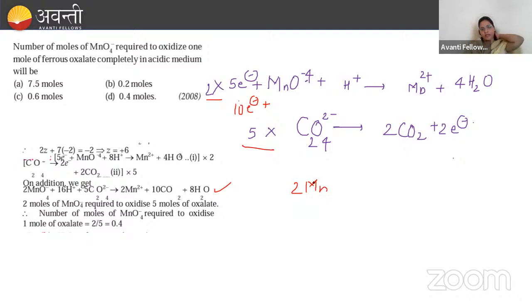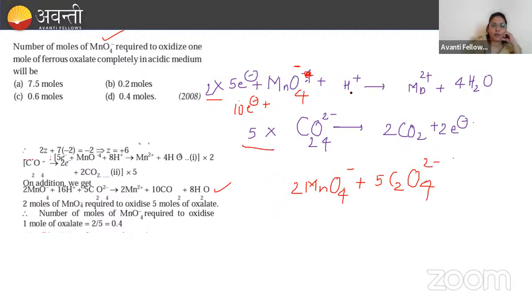2MnO4 minus. यहाँ पे 4 ऊपर नहीं है, यहाँ पे 4 है नीचे. MnO4 minus. यहाँ पे प्रॉब्लम में भी दिया हुआ है. So यहाँ पे लिखो 2MnO4 minus plus यहाँ पे क्या आएगा अभी 5C2O4 2 minus. These are our reactant side, right?